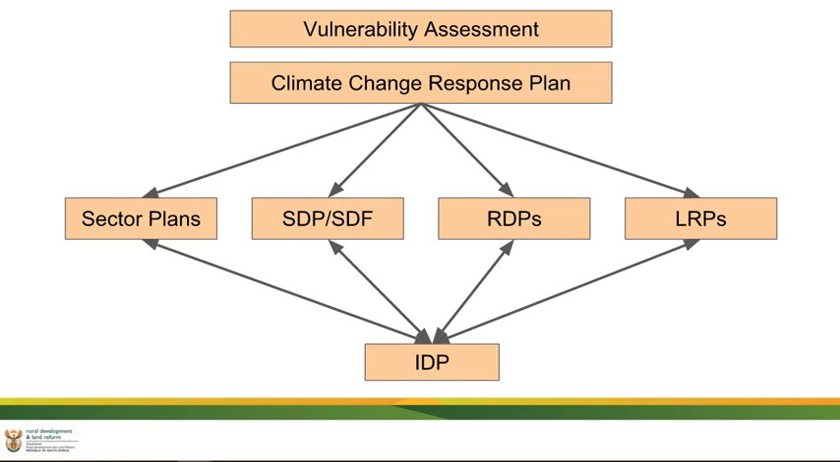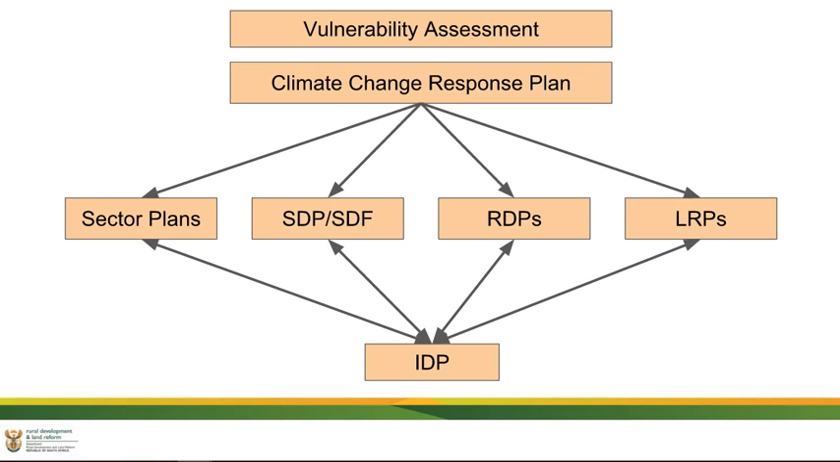The first step is to conduct a climate change vulnerability assessment. The process for conducting a climate change vulnerability assessment is covered in a previous training module. In summary though, a climate change vulnerability assessment is an analysis and identification process of your key areas of vulnerability to climate change. Once you have identified priority climate change risks, you then develop a climate change response plan.